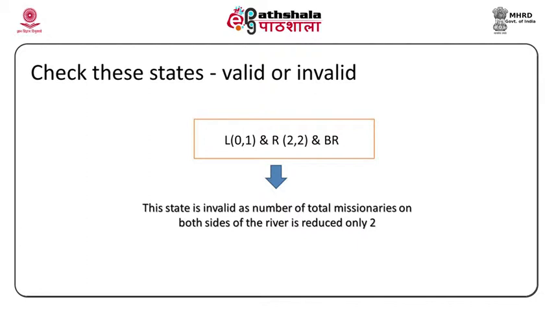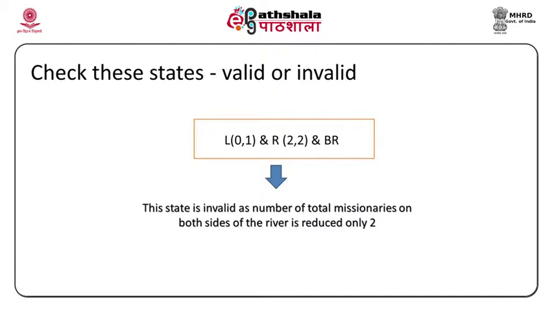Okay, look at this. See the prerequisites, there are 4 prerequisites in the state space representation: M1 greater than or equal to C1, or M1 equal to 0; M2 greater than or equal to C2, or M2 equal to 0; and M1 plus M2 equal to 3, C1 plus C2 equal to 3. These are 4 prerequisites and all 4 of the prerequisites must match, okay. Then and only then the state is valid, otherwise the state is not valid, okay.